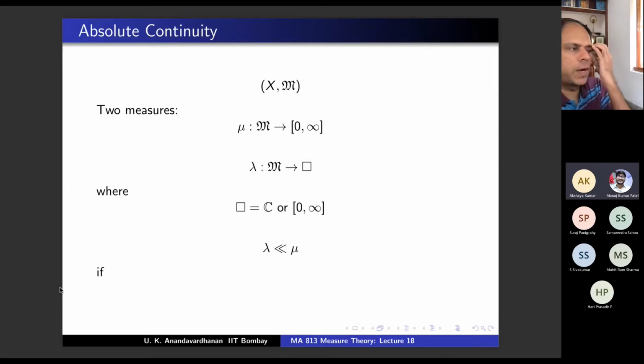Fd mu, I mean the measure phi. So phi of E is the integral of f d mu over E. If the measure of E, mu of E, is zero, then the integral of f d mu over E is zero, right? So that is absolute continuity.